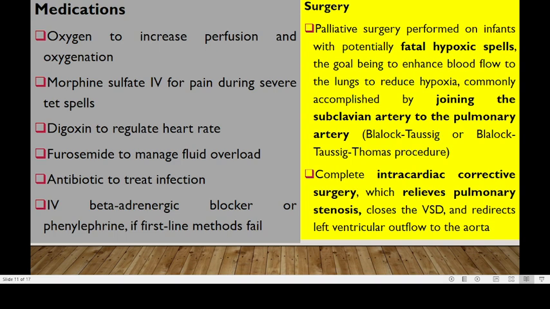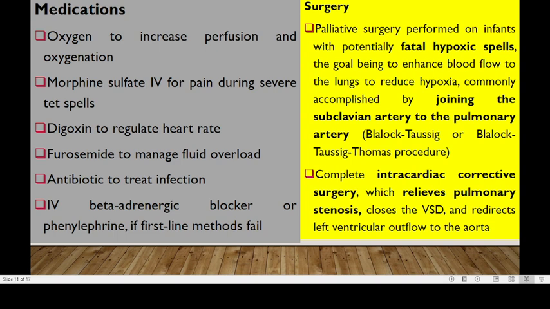We could also have antibiotics, and this will help to treat infection, along with IV beta-adrenergic blockers, or phenylephrine, which you can give if first-line methods fail. Also for the beta blockers, you can access the link and just see how they work.